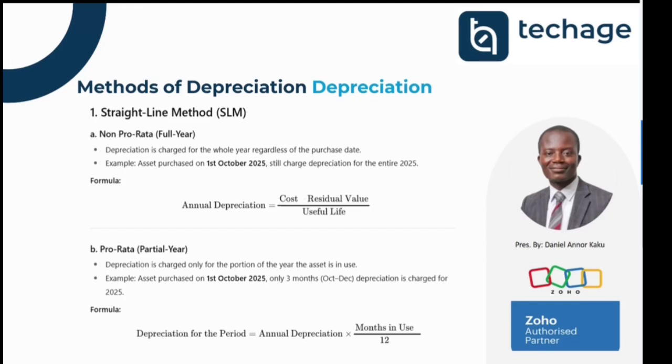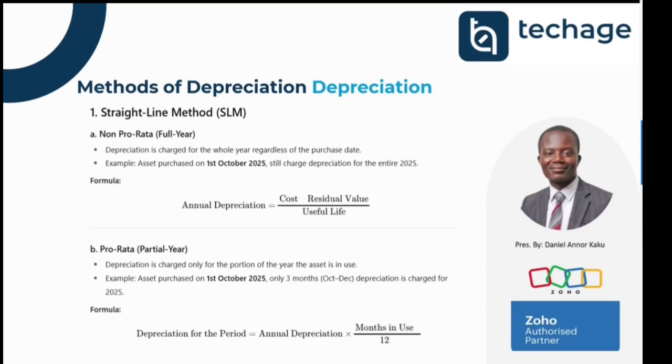We are going to limit ourselves, as I said earlier, to two main methods. One of the methods, the first most popular method, is the straight line method. Very easy. Now, when we talk of depreciation, irrespective of the method, we have something we call pro rata and non-pro rata. When we say a depreciation is being done on a non-pro rata basis, what it means is that if an asset is acquired within the period or within the year, in this case, I'm talking of the financial year, irrespective of the month it is acquired, we charge the full year.